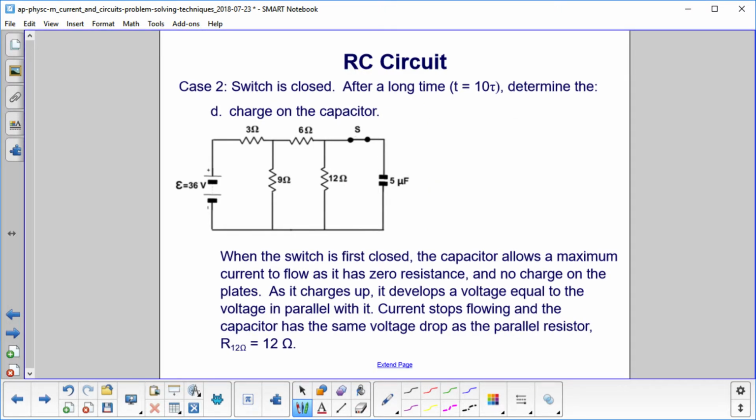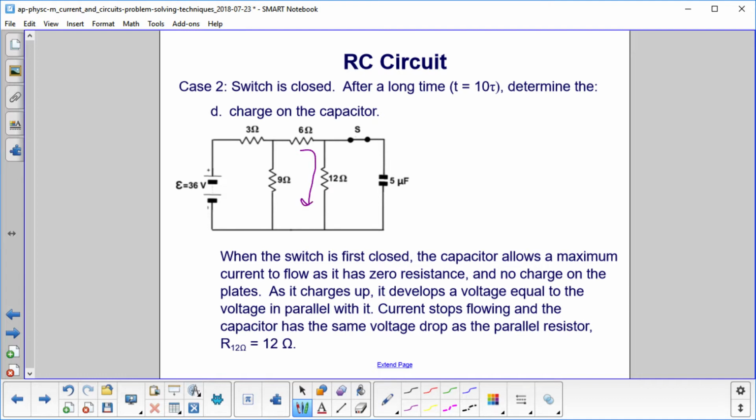Case 2. The switch is now closed. After a long time, t equals 10 time constants, determine the charge on the capacitor. When the switch is first closed, all the current from this junction flows through the capacitor. Nothing flows through the 12 ohm resistor because there's zero resistance across the capacitor. However, after a long period of time, when the capacitor is fully charged, no more current flows. So the current is going to flow like this.